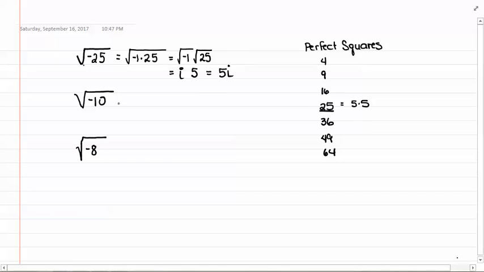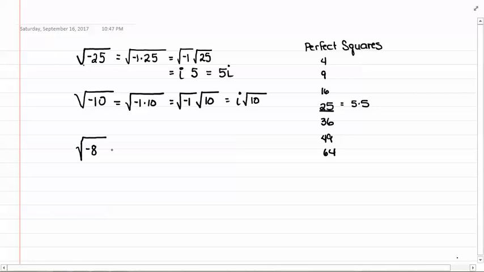For a problem like this, the square root of -10, the idea is the same. It's -1 times 10. The square root of -1 we know is i. The square root of 10, though, isn't a number on my perfect square list, and there is no number on this list that'll divide evenly into the number 10, so we leave it under the radical.